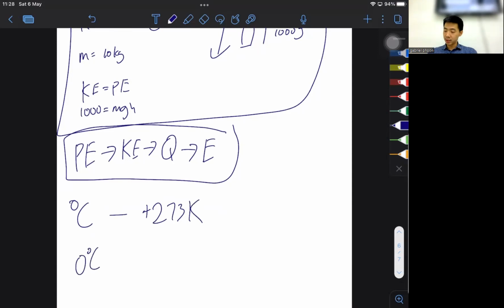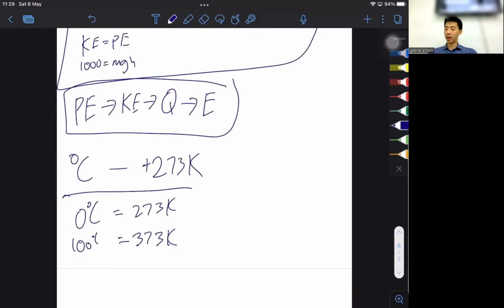0 degrees Celsius is equivalent to 273 Kelvin. 100 degrees Celsius is equivalent to 373 Kelvin, and so on. You better have this number in your head. I expect it to come up this year, like 100% certain it will come out. It's just a matter of whether it will come out in your paper 4 or in your paper 2 only. You must know.